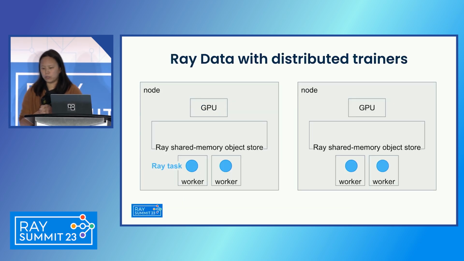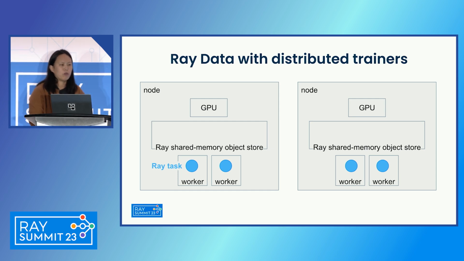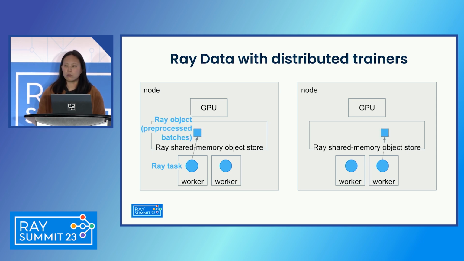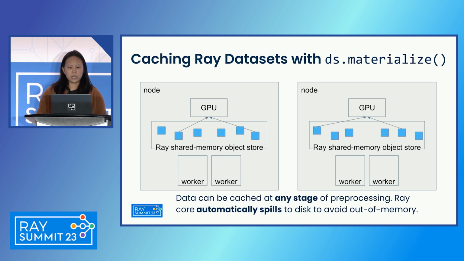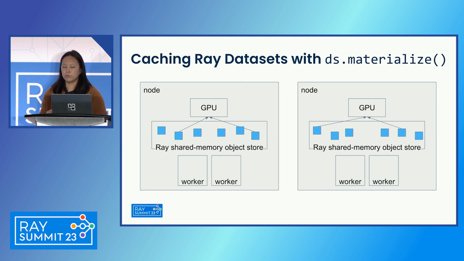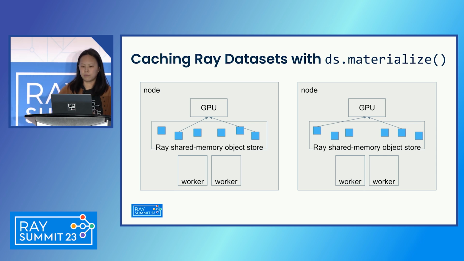And just to show a little bit about how that works, here is the exact same setup as before, but now in a distributed setting where the GPU trainers are on different nodes. Same as before, the Ray tasks are going to create these preprocessed results. And Ray Data, in this case, is going to route these batches based on where the nearest GPU is. So here, we can decide to move the preprocessed batches to the nearest GPUs.